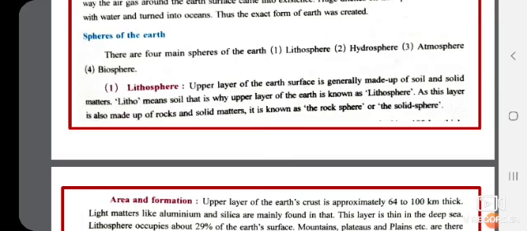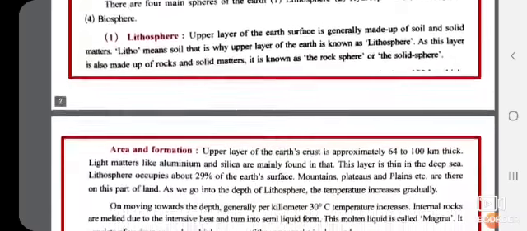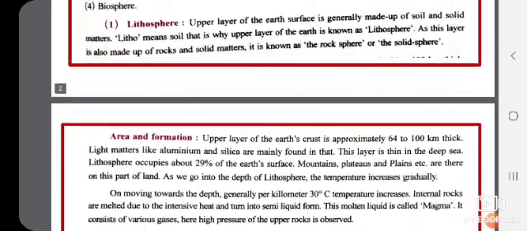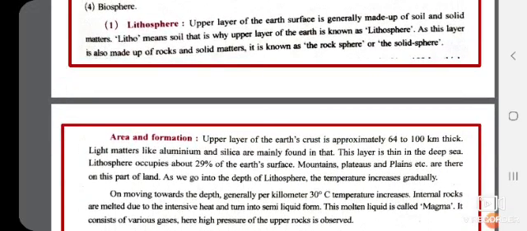So, what is lithosphere? Lithosphere, the upper layer of the earth's surface, is generally made up of soil and solid matter. Litho means soil, that is why the upper layer of the earth is known as lithosphere. As this layer is also made up of rocks and solid matter, it is known as the rock sphere or solid sphere. Now, what do you mean by the word lithosphere?